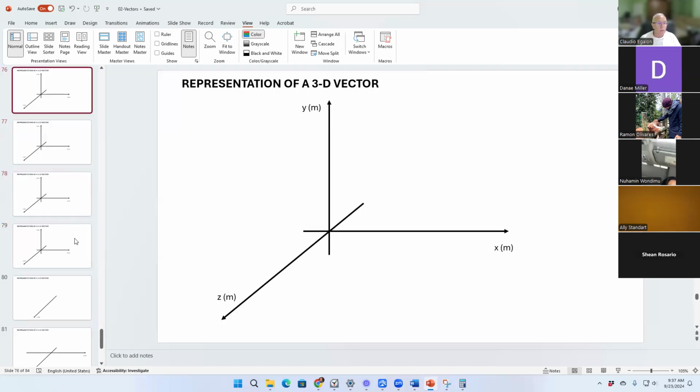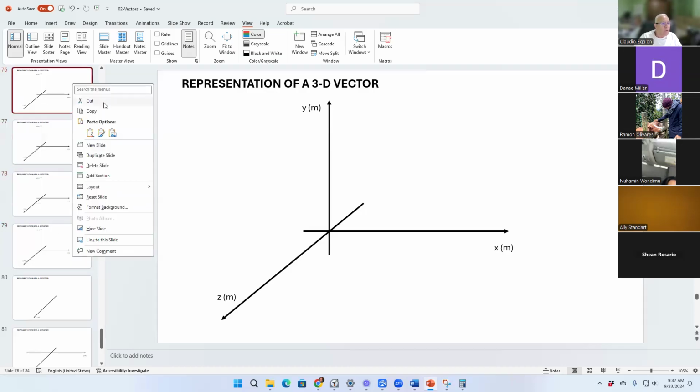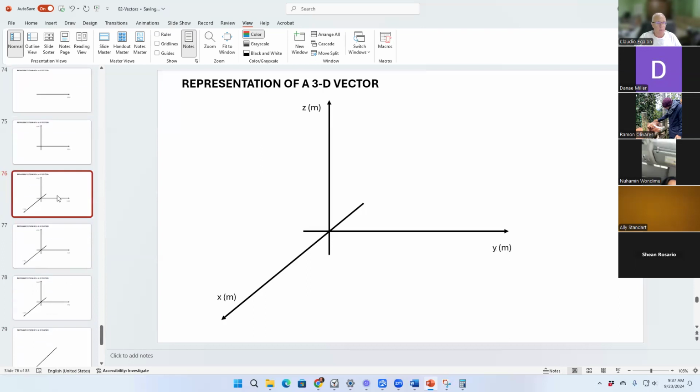I'm giving you options. Now we got it: X, Y, and Z. This one here is the representation that we see the most out there. But you can also do it this way. When you place the X, Y, Z axes, make sure that they obey the right hand rule. Make sure they obey the right hand rule.